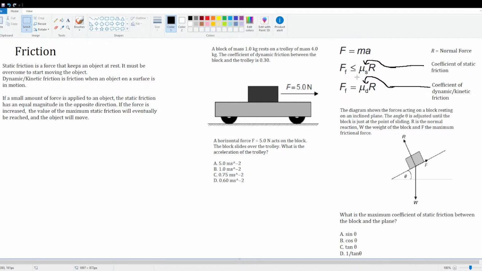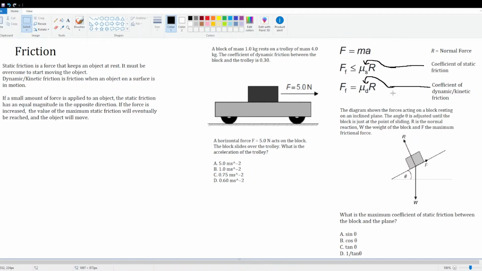But then we have these two here. We have the force of friction is less than or equal to the coefficient of static friction times R, which is the normal force. And then here, this is the formula for dynamic slash kinetic friction, and it's pretty much the same thing. Frictional force equals the coefficient of dynamic friction times the normal force.